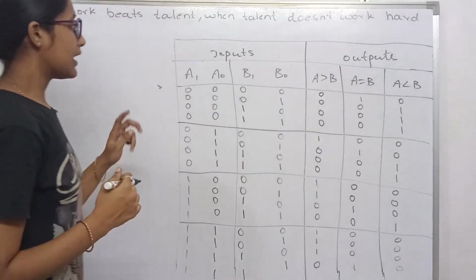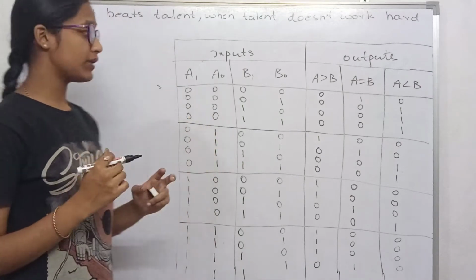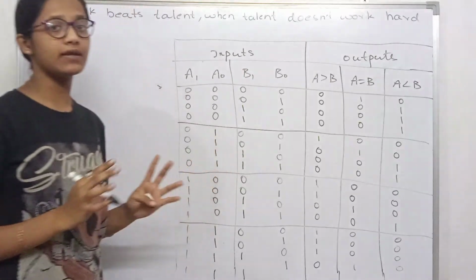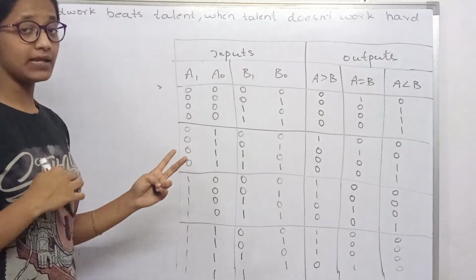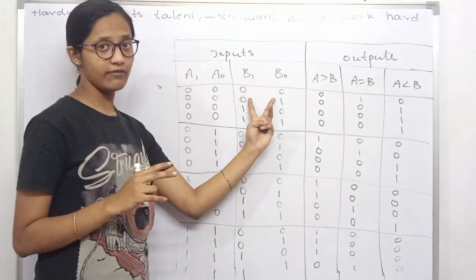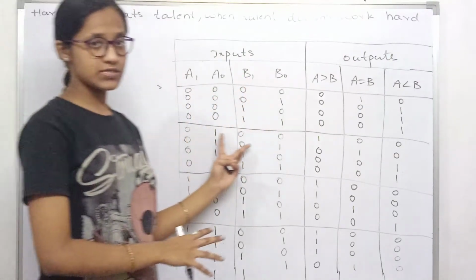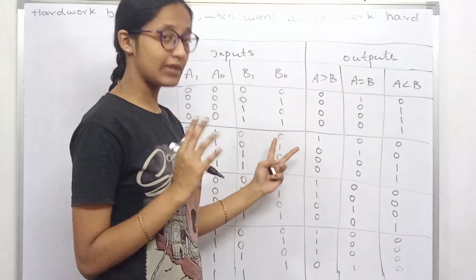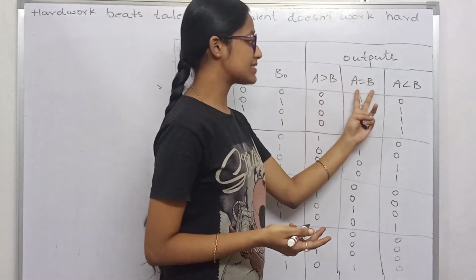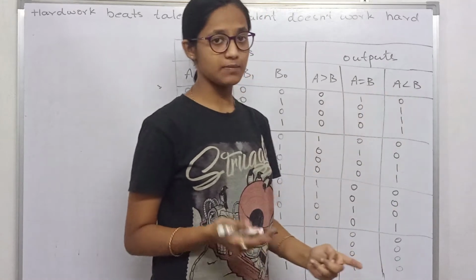See, in a 2-bit comparator, we have inputs A and B. I am telling you about the 2 bits, so for A, I'll have 2 bits and for B, I'll have 2 bits. Regardless of the inputs, any comparator will have only 3 outputs. What are those? A greater than B, A less than B, and A equal to B.